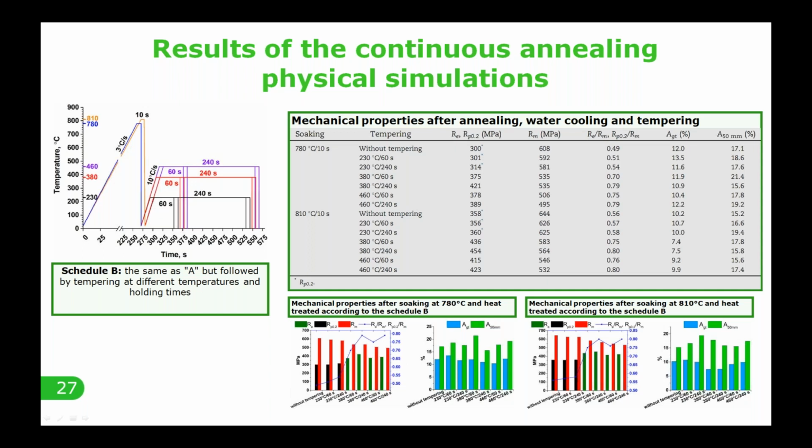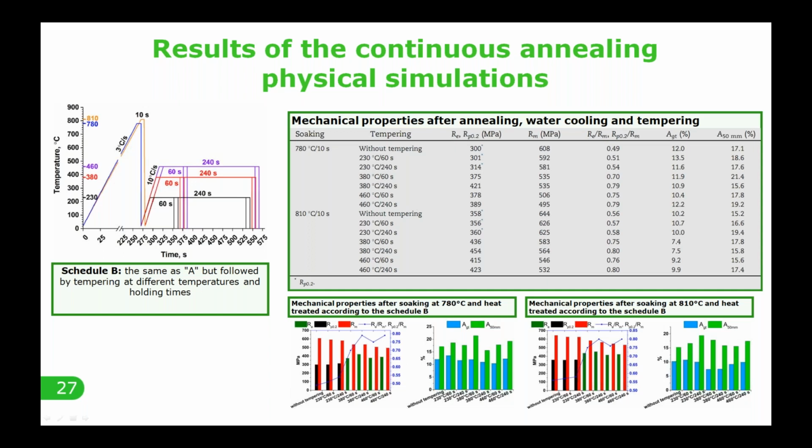Yield strength increases, whereas ultimate tensile strength decreases, with an increase in the tempering temperature. Tempering at the highest temperatures leads to a decrease in the yield ratio, whereas elongation to fracture is similar to the value measured following quenching. The samples soaked at 810 centigrades and followed by subsequent tempering at all variants of the parameters are characterized by higher values of mechanical properties when compared to the same tempering parameters for samples after soaking at 780 centigrades.